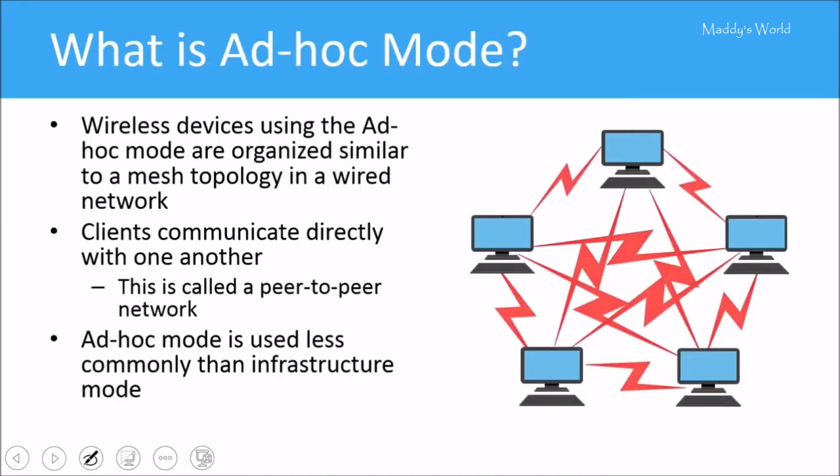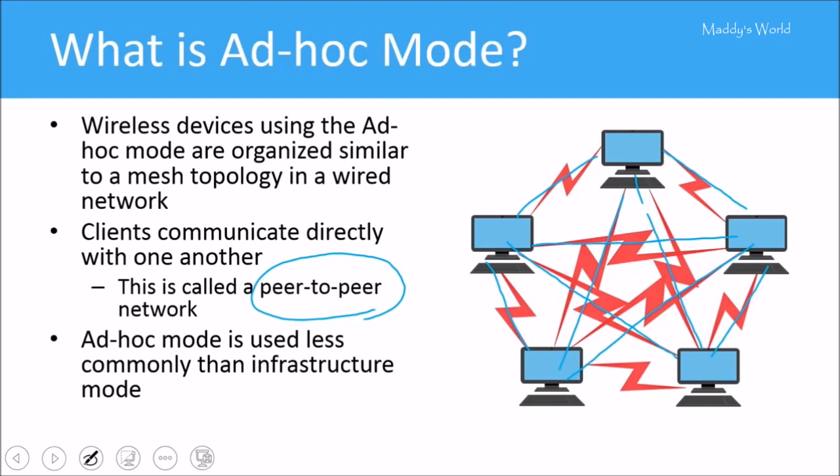Ad hoc mode is used by, or rather, I should say that devices are organized in something similar to a mesh topology. So if you recall from when we were talking about the mesh topology, notice that every single device is connected to every other device in the topology, right? And of course, those red lightning bolts resemble wireless communication. Clients communicate directly with each other. And so this is an example of a peer-to-peer network like we had talked about previously.